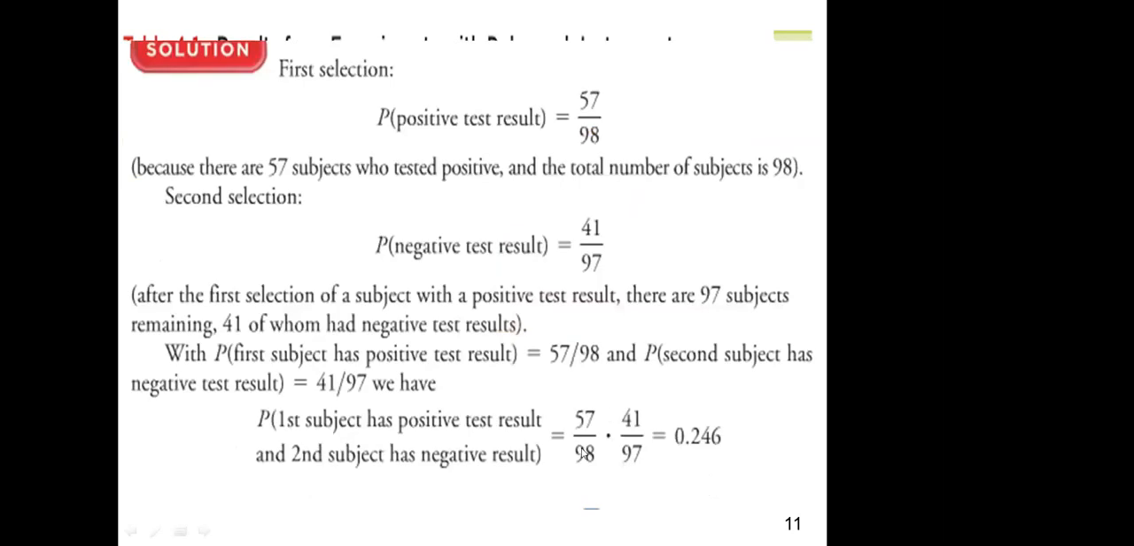Multiplying this out, 57 over 98 times 41 over 97, your calculator would give you a result of 0.246. Dependent events. Sometimes you subtract one from the numerator and denominator, and sometimes it's just one from the denominator.